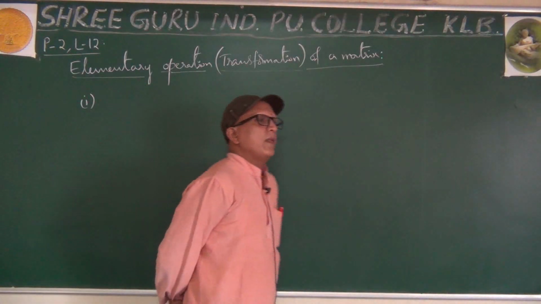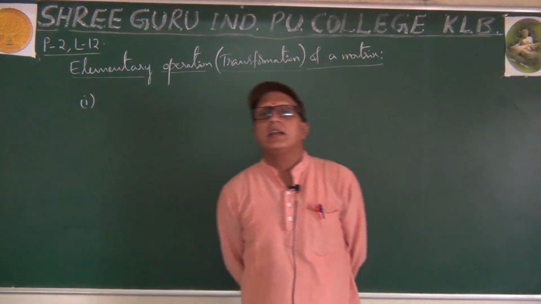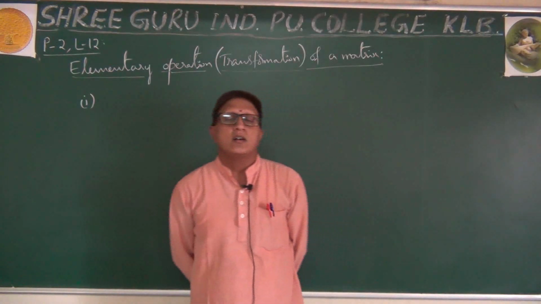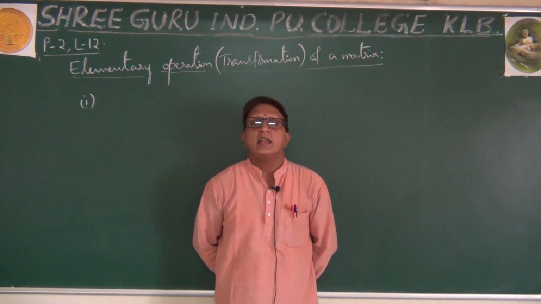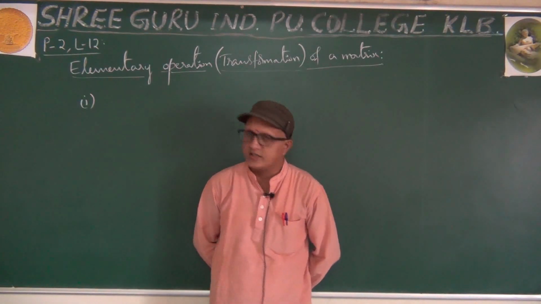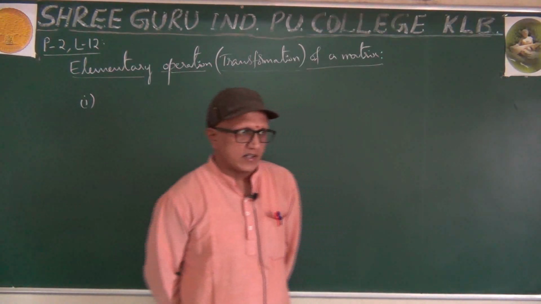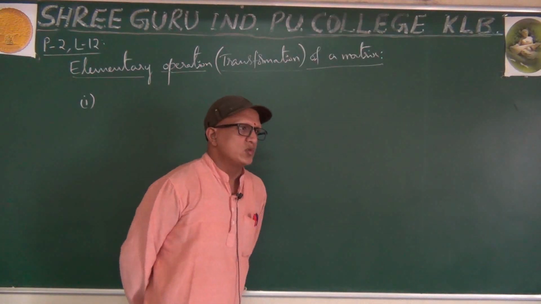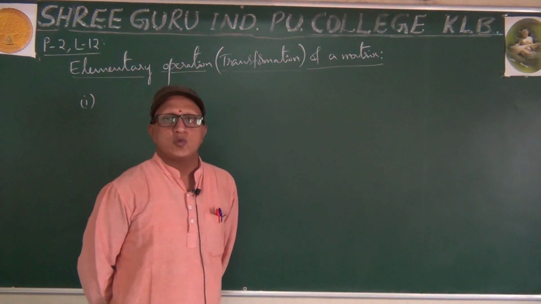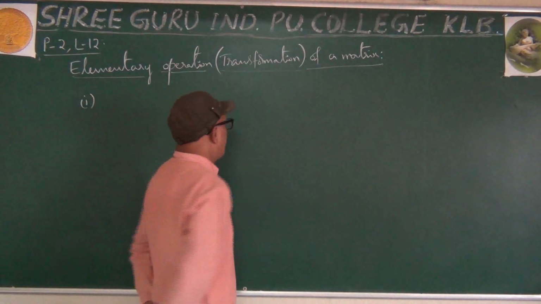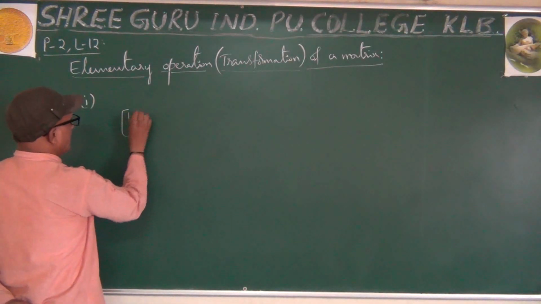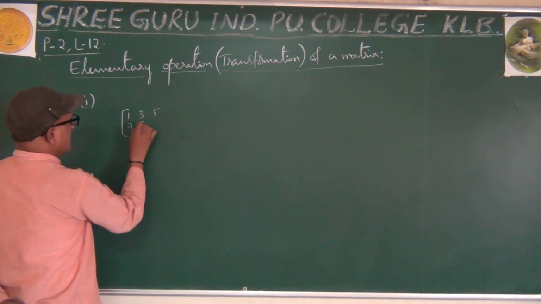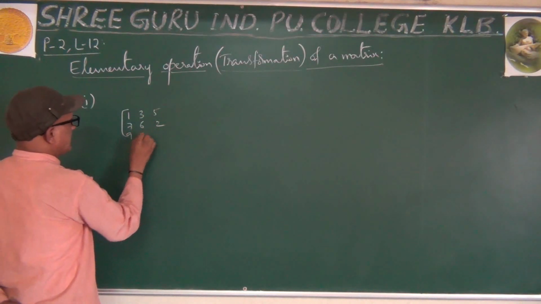Here we can interchange any rows or any columns. As per this rule, we can interchange any two rows or any two columns. For example, this is one matrix: 1, 3, 5, 7, 6, 2, 9, 8, 0.